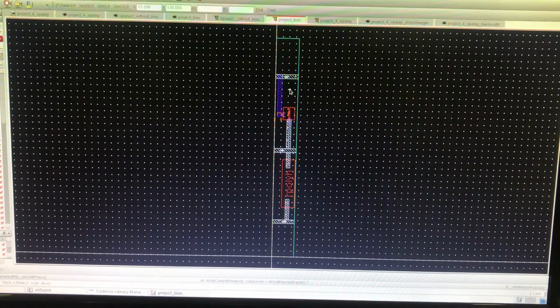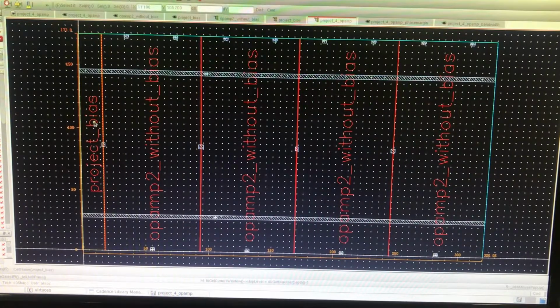So this is the layout for my bias circuit. Here again you can see the components and the paths. And after making these designs, I have combined them here. There are 4 individual layouts for the op-amps and the bias layout for the bias circuit. And you can see the paths which connect these separate layouts together.